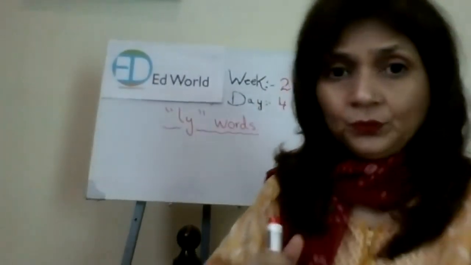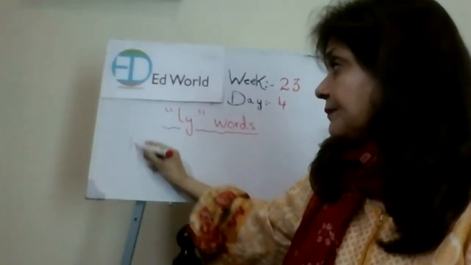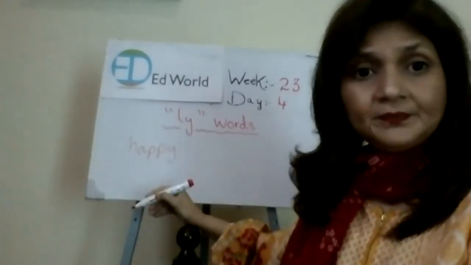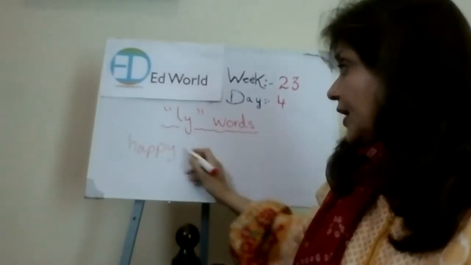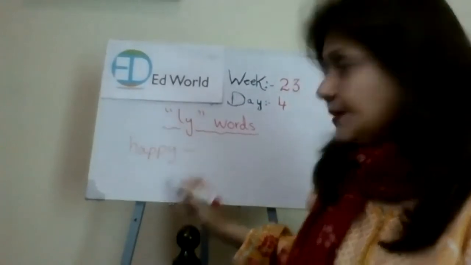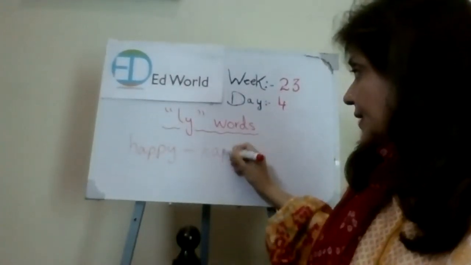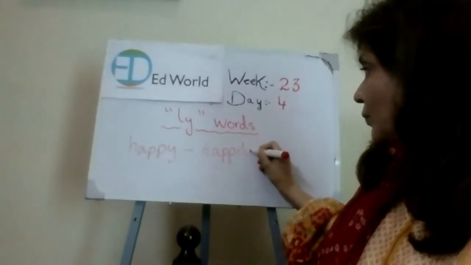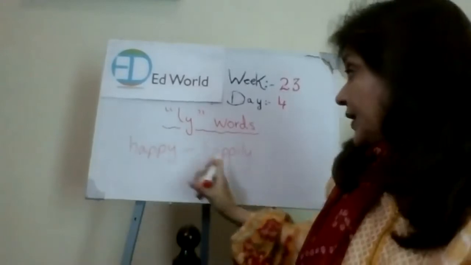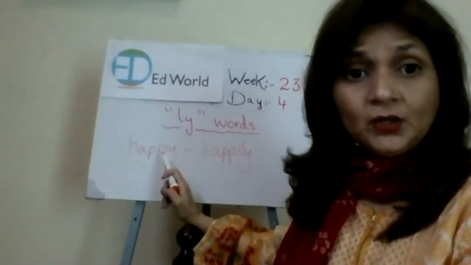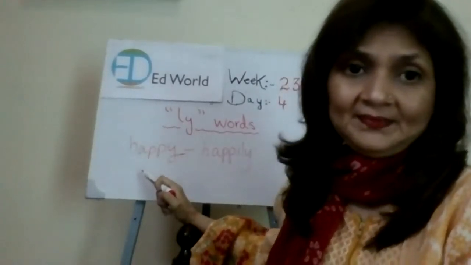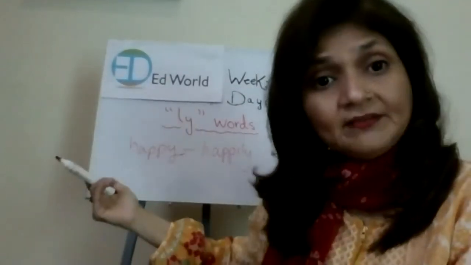And there are certain rules when we form this ly adverb. Like suppose if the word is happy, right? The word is happy. So we are going to add ly to make it happily. HAPPILY. But here, what we have done? Instead of y, we have erased y and we have used i instead of y. And then we have added ly.